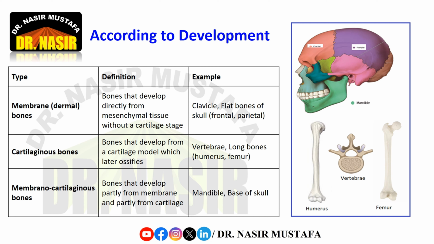Cartilaginous bones develop from a hyaline cartilage model that is gradually replaced by bone. Examples include the vertebrae, humerus, and femur. Membranocartilaginous bones develop partly through membranous ossification and partly through cartilaginous ossification. Examples include the mandible and the base of the skull.